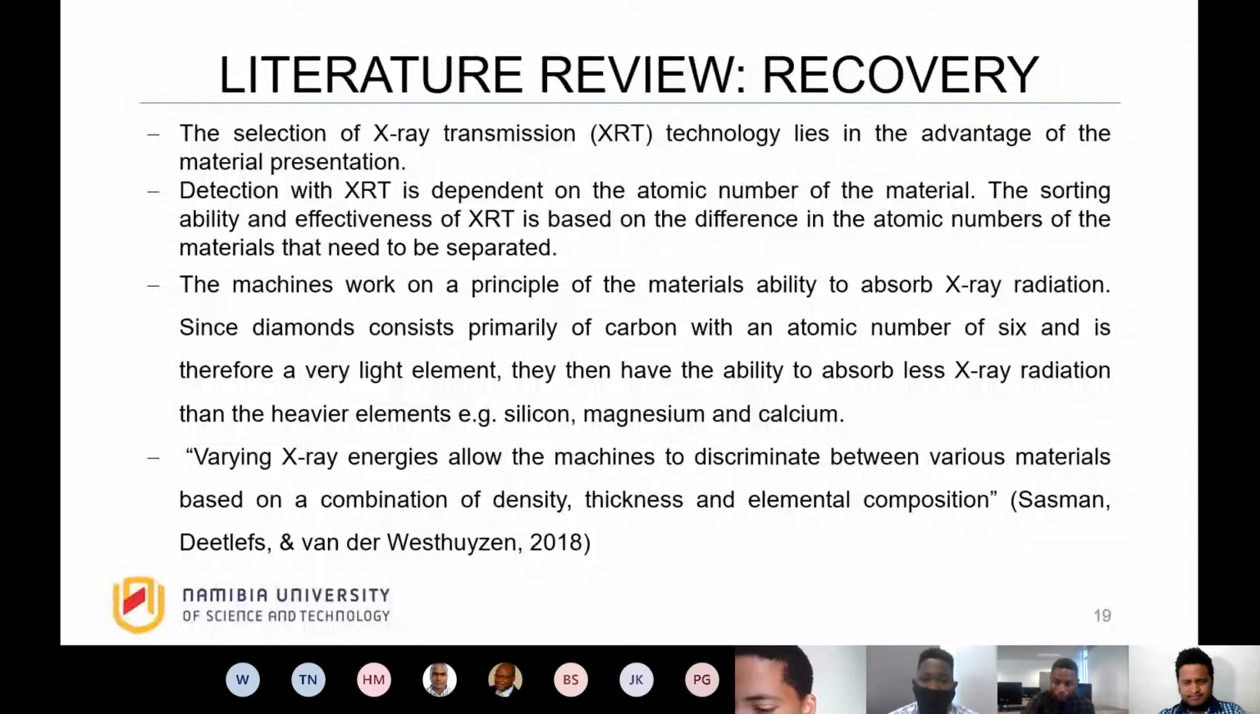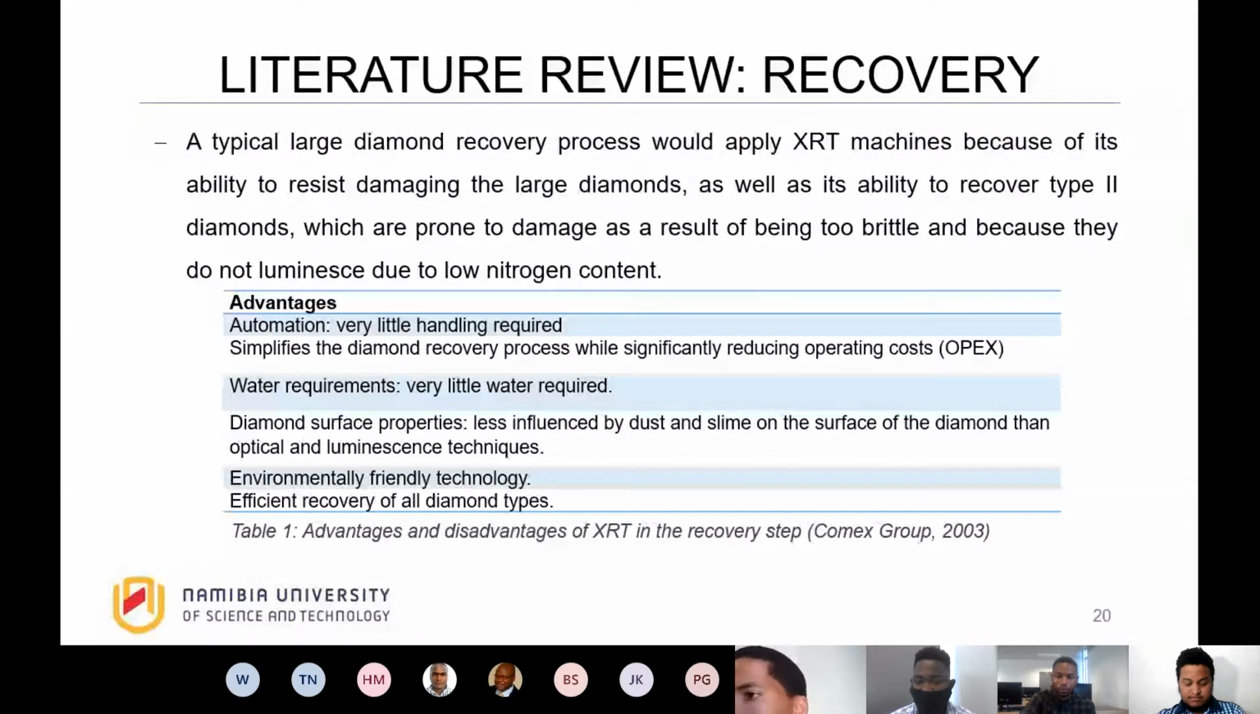Just to show that there might be a case where you have different diamonds based on different thicknesses. Your machine is actually designed to account for that by having different X-ray energies. So as soon as there's a difference in thickness, it will still be able to detect the diamonds from your other material that might be present. A typical large diamond recovery process would also opt for XRT machines because it does not really damage your large diamonds.